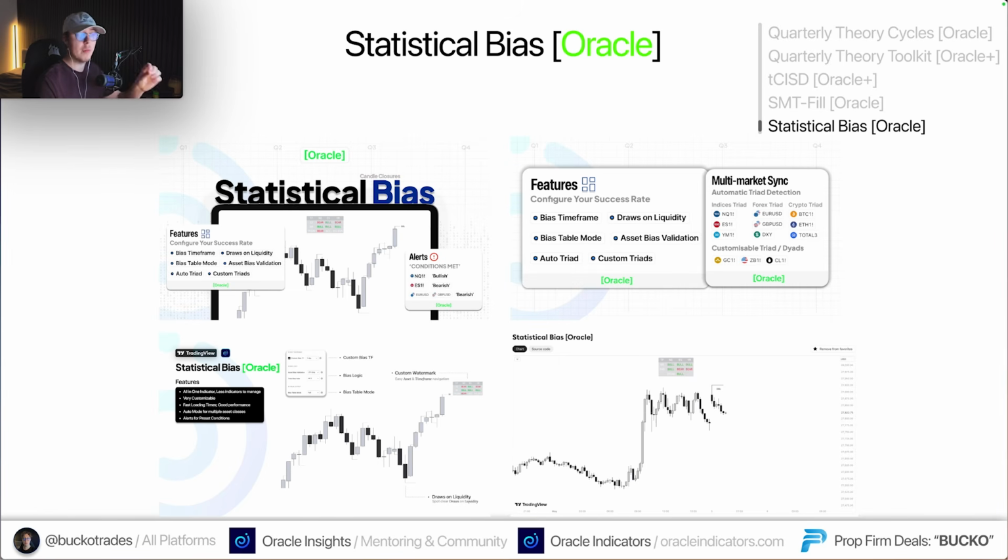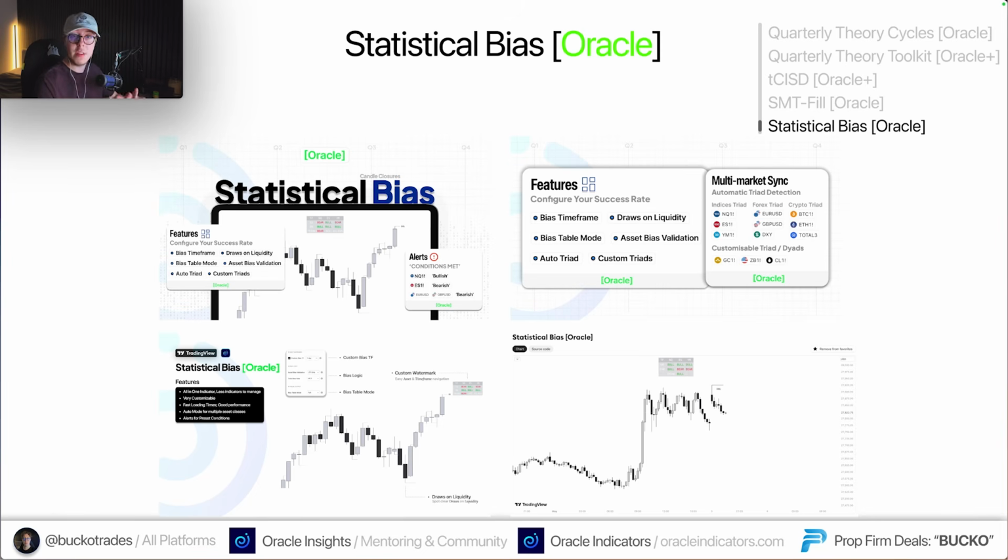You can have it mark the draw for you, the previous candle high or low. Bias table mode, so you can have different kind of modes to show the table, smaller or more of an advanced, bigger one. Asset bias validation, auto triad, and also custom triads. Okay, and again, it's an all-in-one indicator, less indicators to manage, very customizable, fast loading times with good performance, auto mode for multiple asset classes, and alerts for preset conditions.